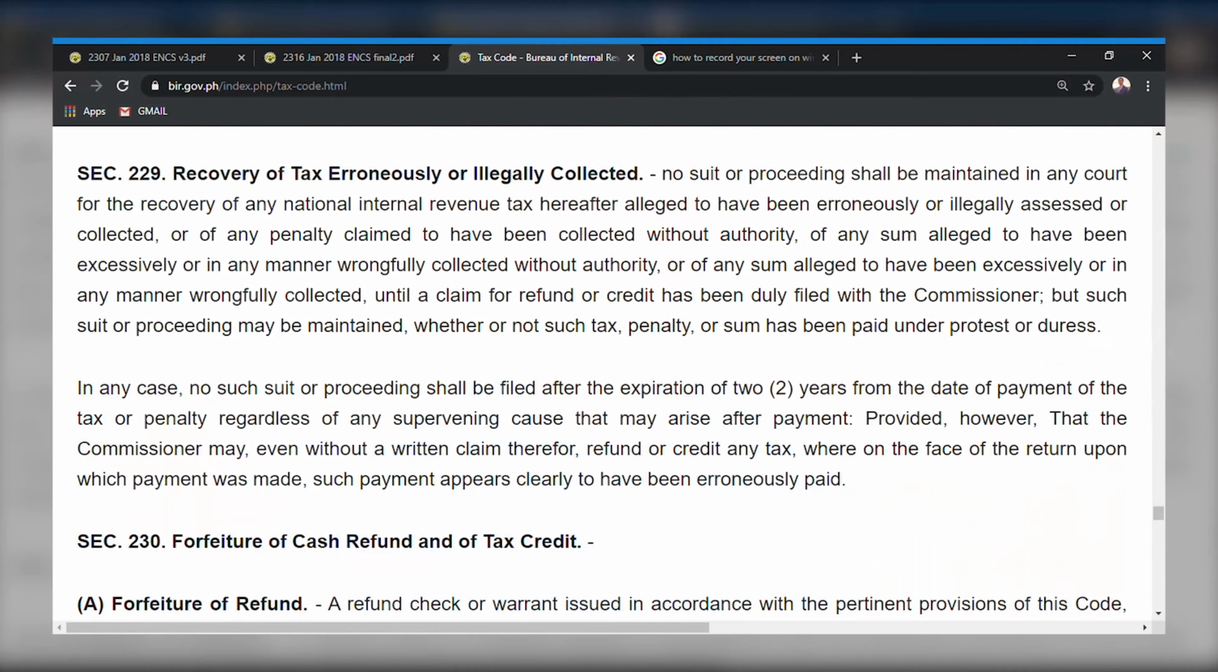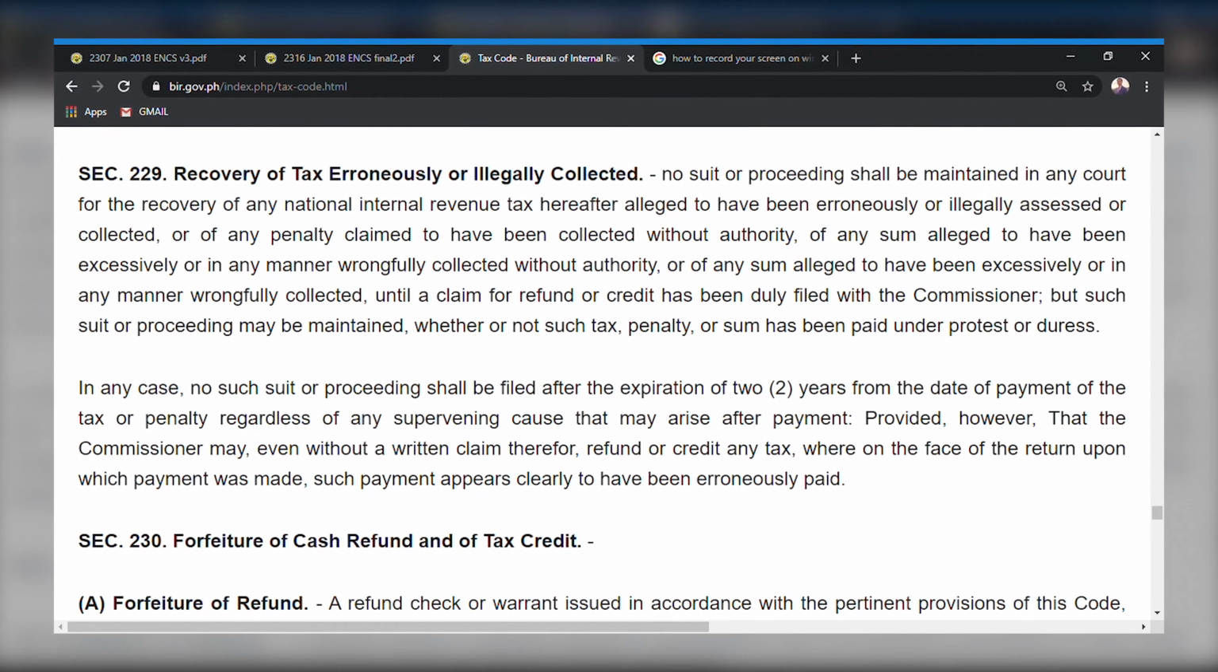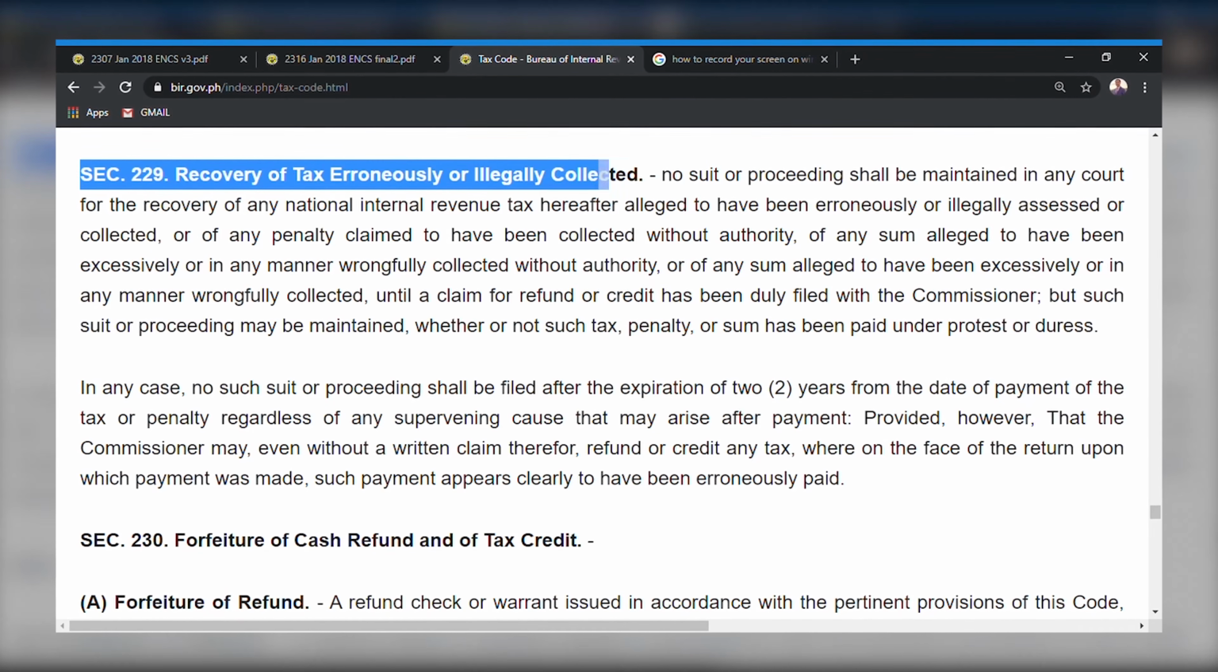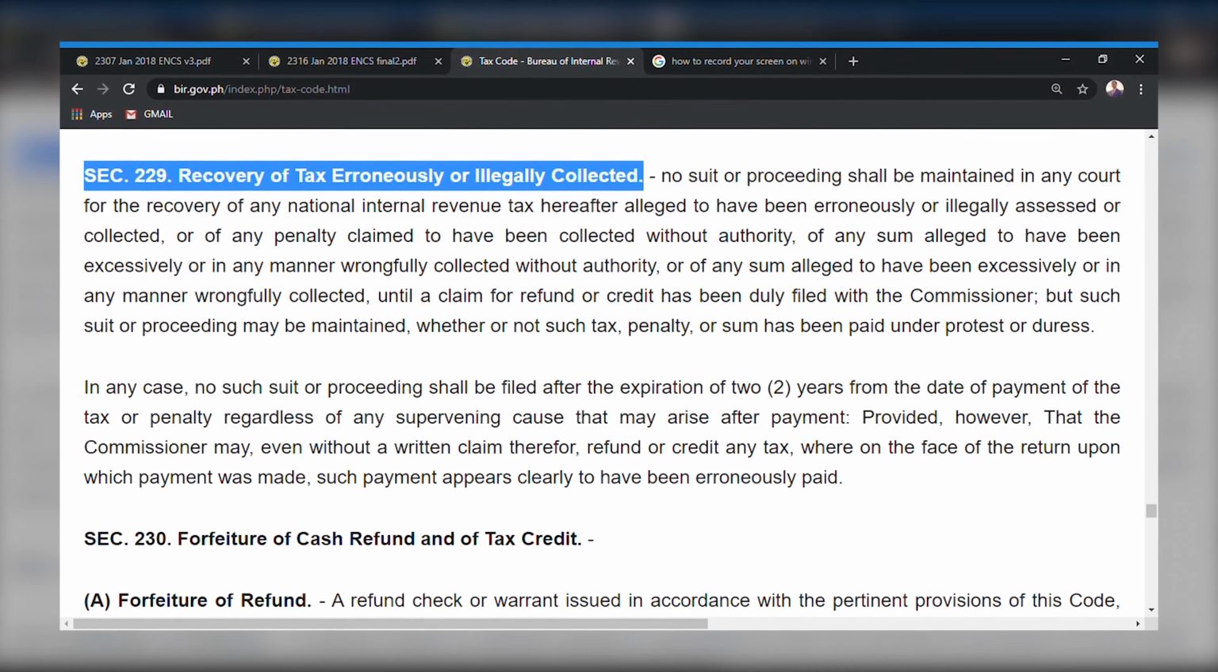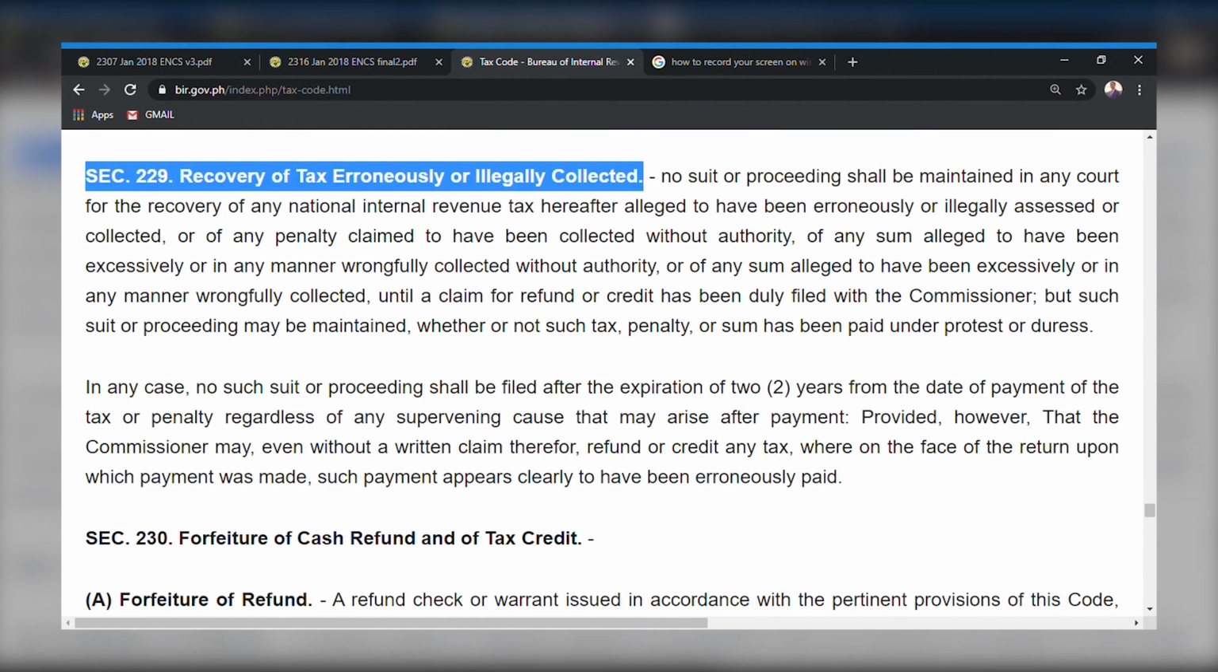Tax refund is based on Section 229 of the Tax Code as amended and also hinges on the principle of solutio indebiti. Because of overpayment of tax, there arises a tax refund. In relation to income tax, this could occur from tax on salary, business income, and practice of profession.